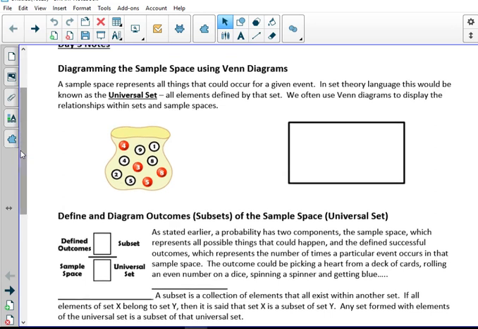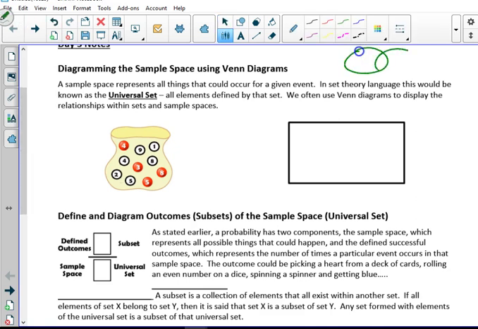Space using a Venn diagram. Now, the Venn diagram we're going to be using is not the classic one you think of like this, right here. It's going to look a little bit different. Okay?